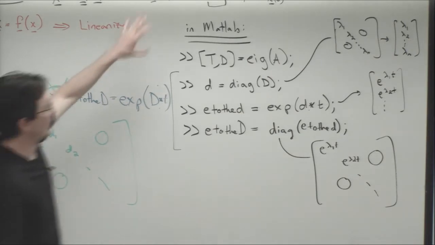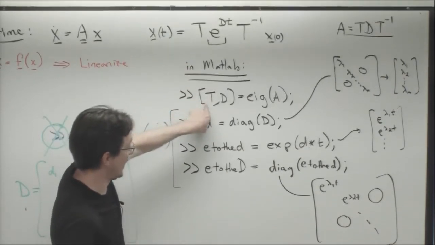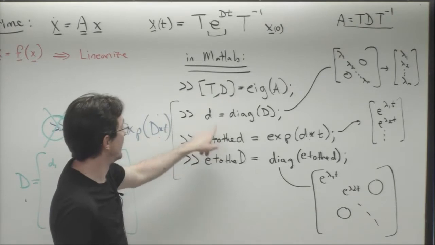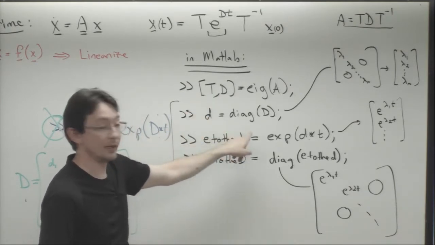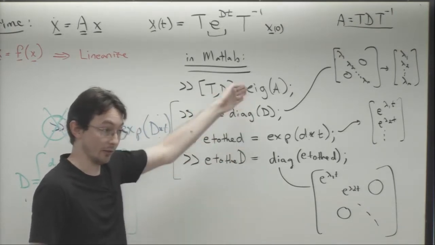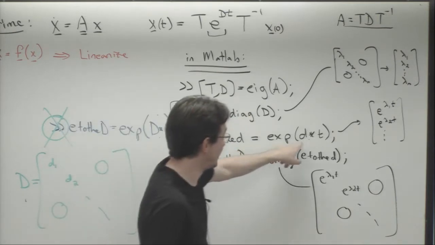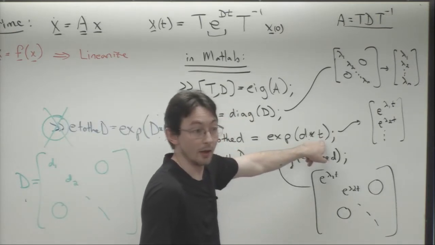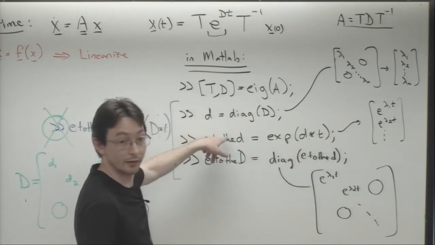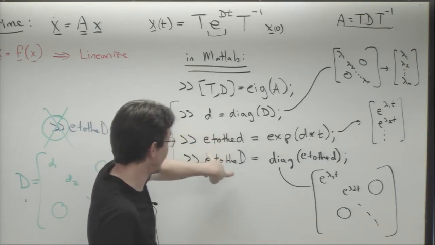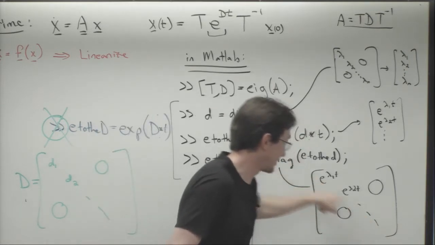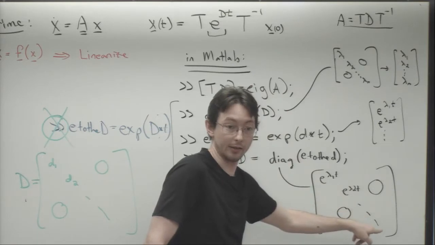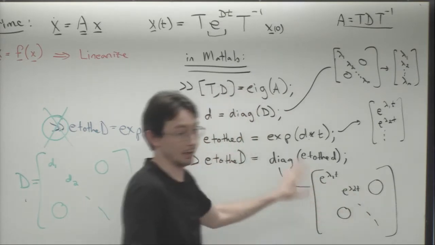Okay, so in MATLAB, if you wanted to compute this, you would find the eigenvectors and eigenvalues. You would pull out the diagonal elements of that D matrix into a column little d. You'd take e to the little d times time. That's now another column vector. And then you would turn that column vector into a matrix with those terms on the diagonal and zeros everywhere else. Okay, that's e to the Dt.